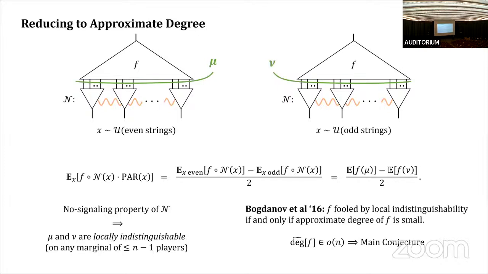So we don't need to actually bound the version where there's no signaling channels. It suffices to bound the version where there are quantum strategies. But the quantum strategies don't reduce to approximate degree. Maybe the quantum strategies actually reduce to query complexity. I'm not sure. Yeah, it's an interesting question.